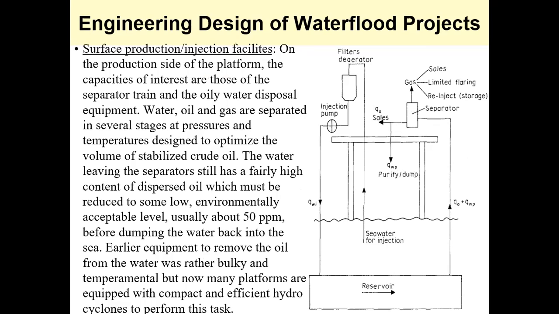on the production side of the platform, the capacities of interest are those of the separator train and the oily water disposal equipment. So water, oil, and gas are separated in different stages, at different pressures and temperatures, to optimize the volume of stabilized crude oil. The water leaving the separators still has a fairly high content of dispersed oil, which must be reduced to an environmentally acceptable level, usually 50 parts per million, before dumping the water back into the sea.